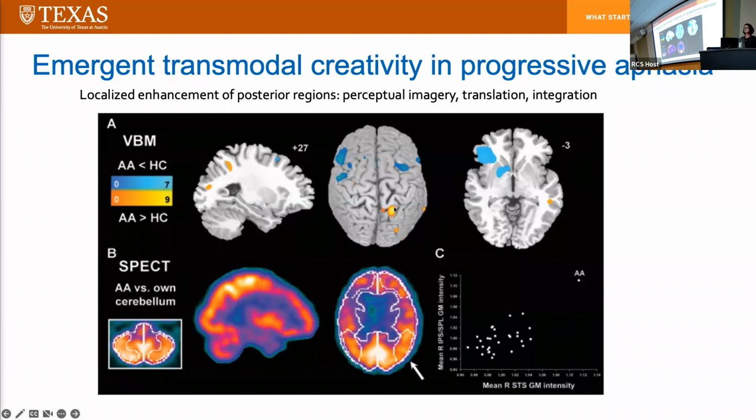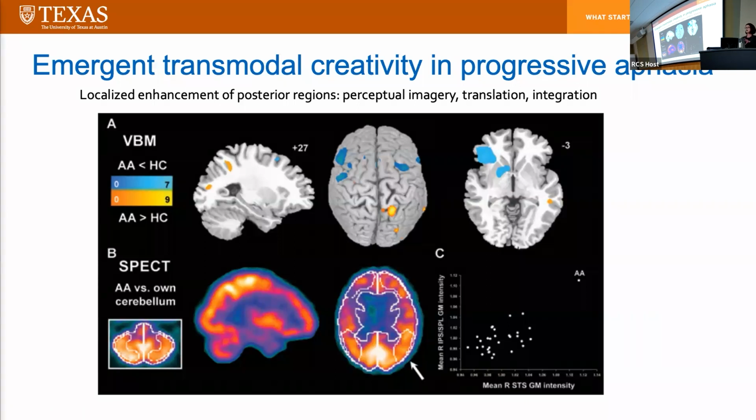At the same time, they saw an increase in brain volume in this more posterior area in the right hemisphere. So her brain had actually become more plump in this right hemisphere region that's implicated in perceptual imagery, transmodal creativity, integration of different sensory information. And when they did functional imaging, so this isn't an fMRI scan, but a SPECT scan, they found that that same region in the right hemisphere was actually showing increased activation relative to healthy controls.